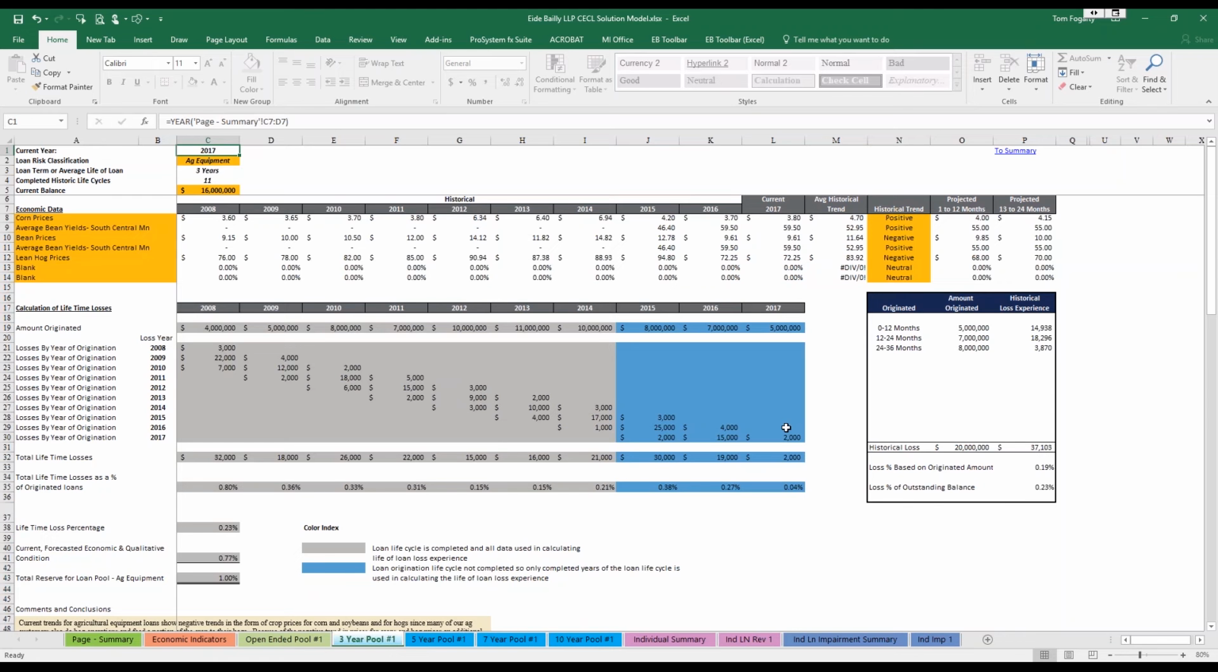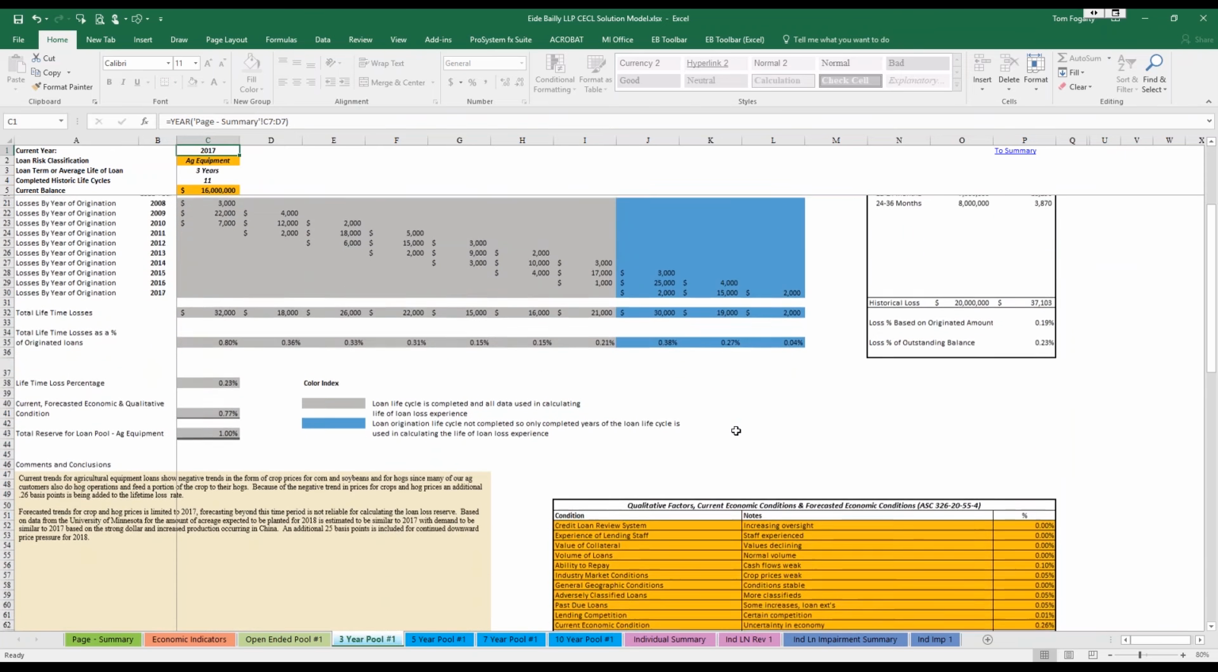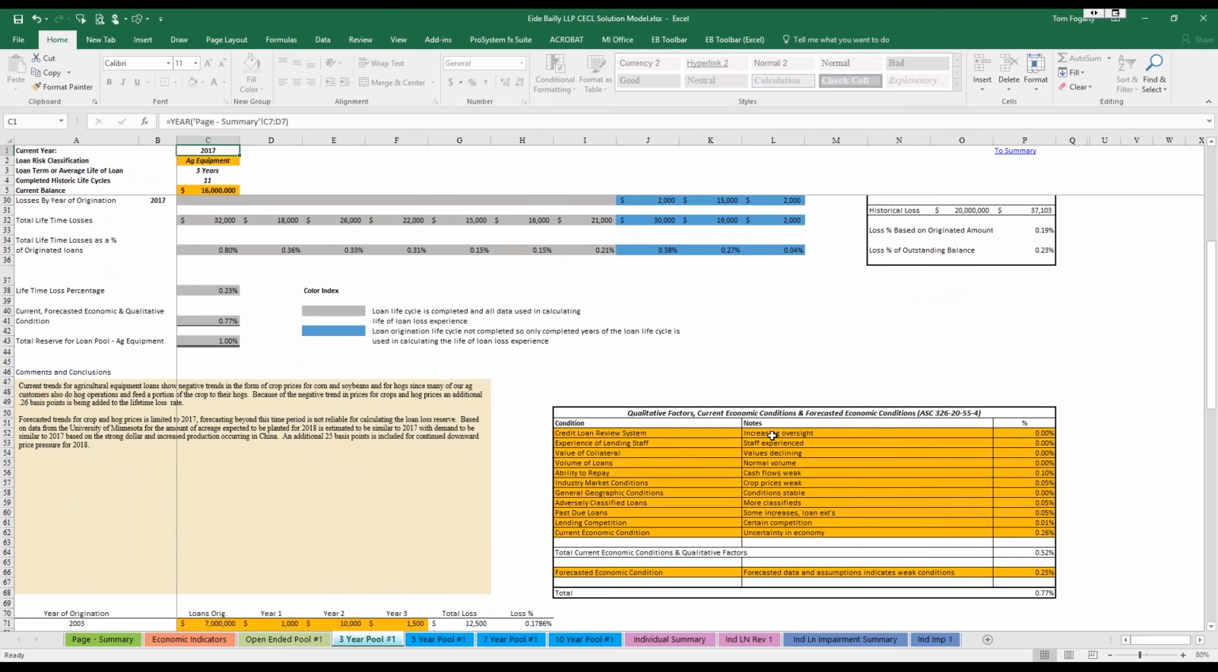ASC 326-20 says that the entity shall estimate expected credit losses over the contractual term of the loan, but should also consider prepayments. The vintage analysis methodology inherently considers prepayments, because this method looks at lifetime loss history by origination year. The calculated lifetime loss percentage is adjusted by qualitative factors that consider current conditions and reasonable and supportable forecasts.